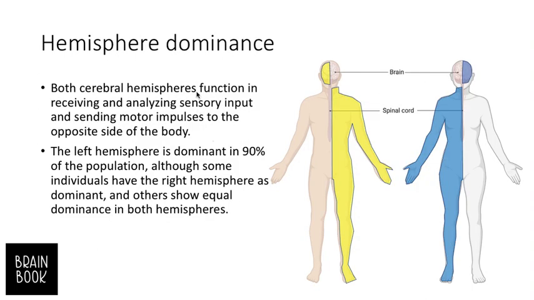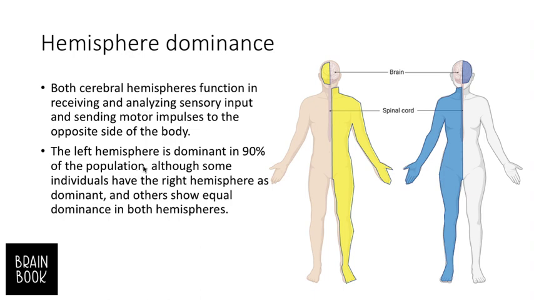Hemisphere dominance. You may know that both cerebral hemispheres function in receiving and analyzing sensory input and sending motor impulses to the opposite side of the body. As I said, the right hemisphere controls the left part of the body, and the left hemisphere controls the right side of the body in all humans. And in 90% of the population, the dominant hemisphere is the left hemisphere.